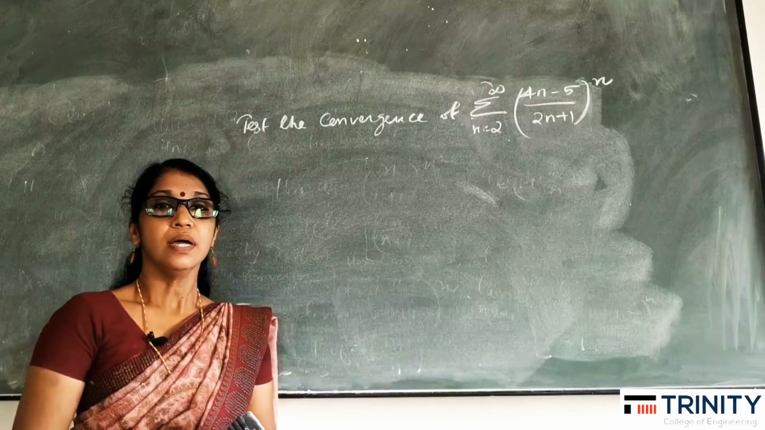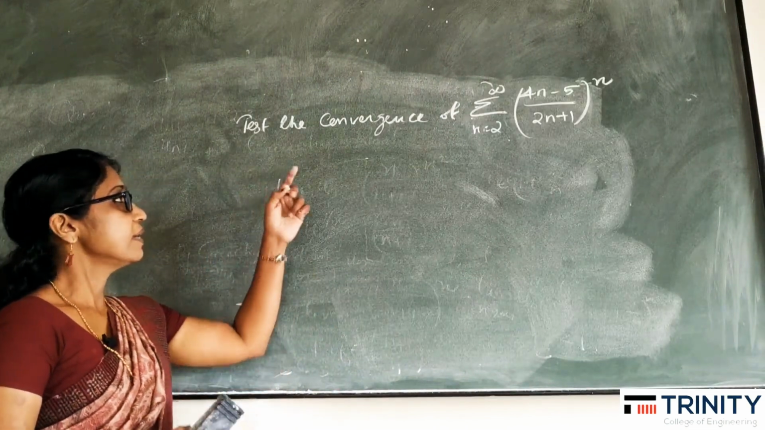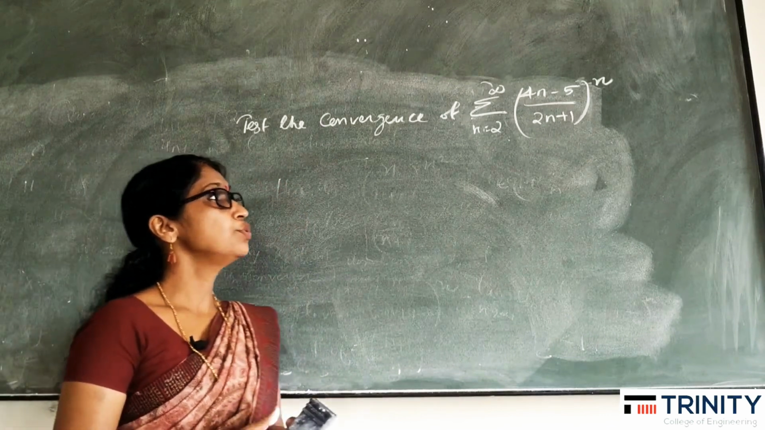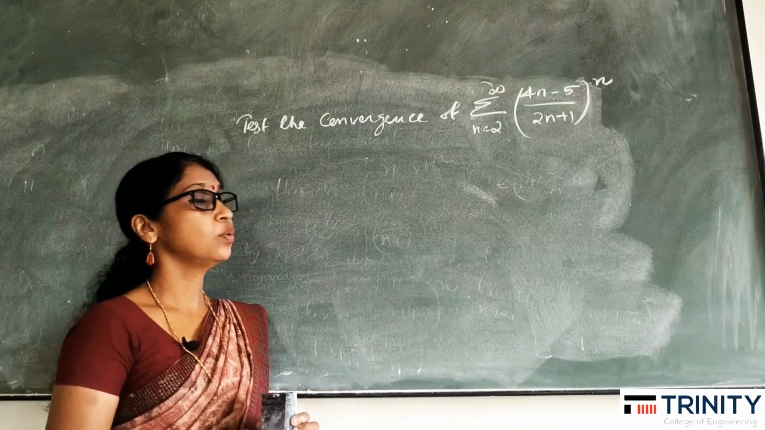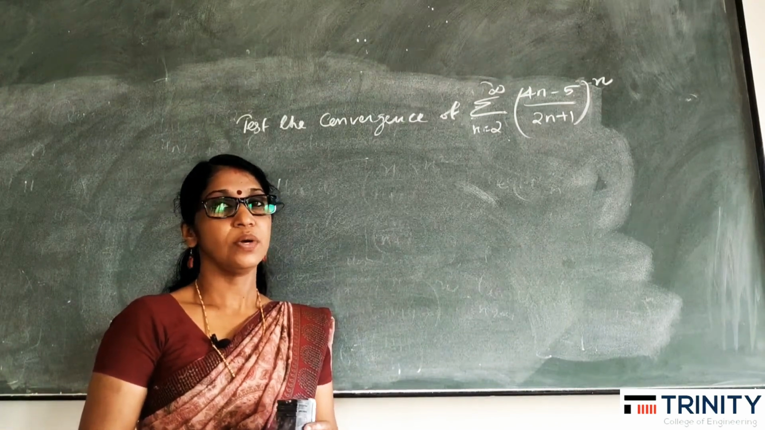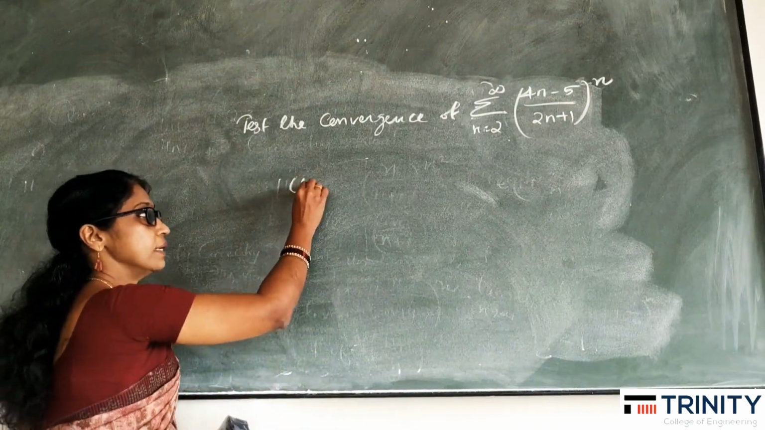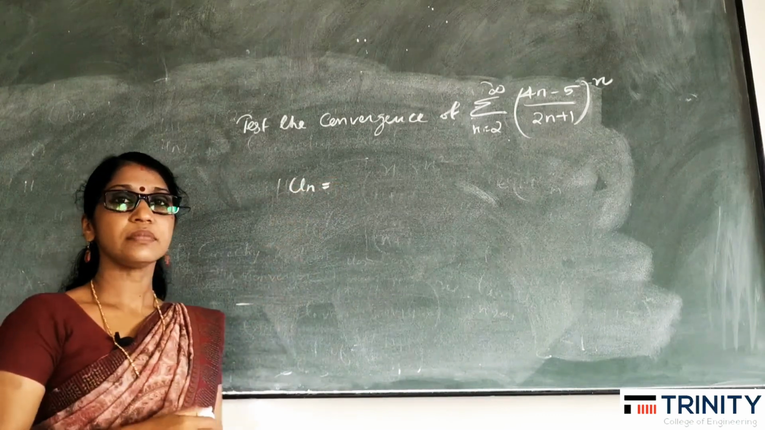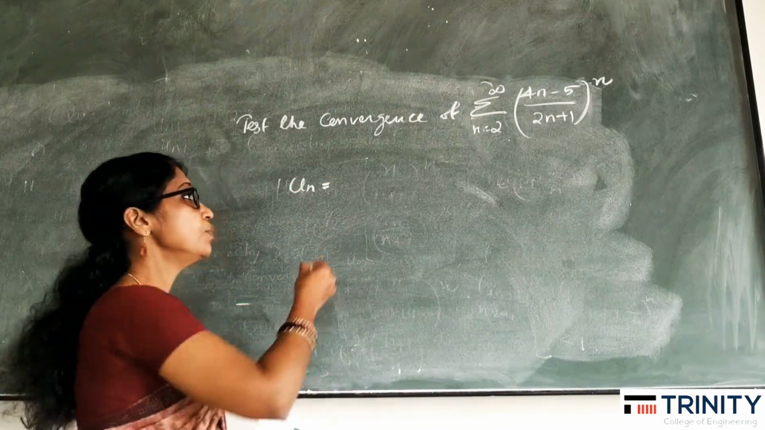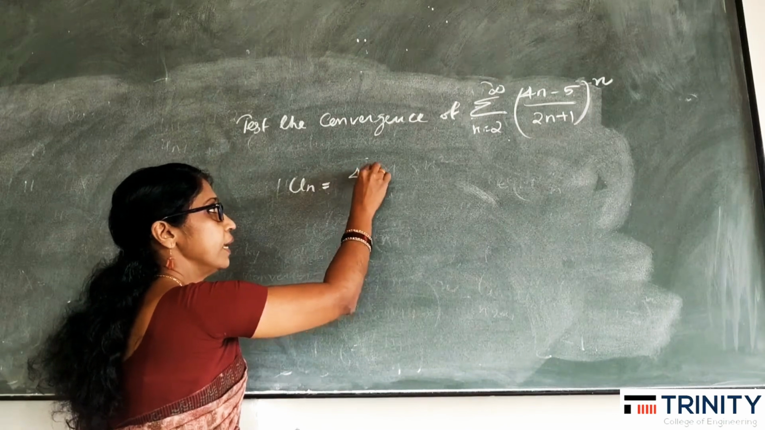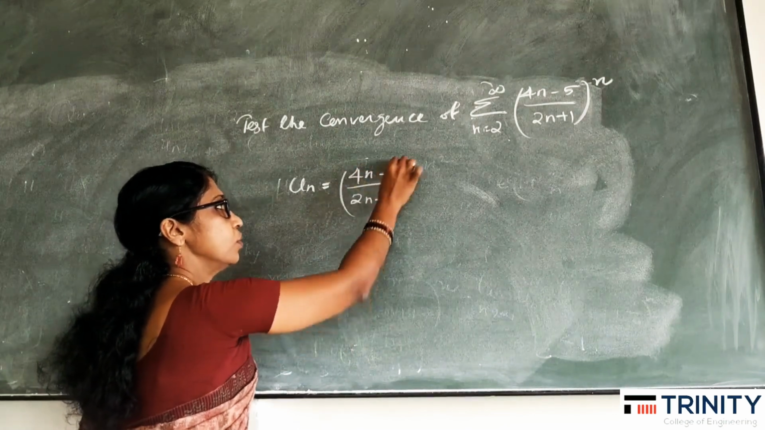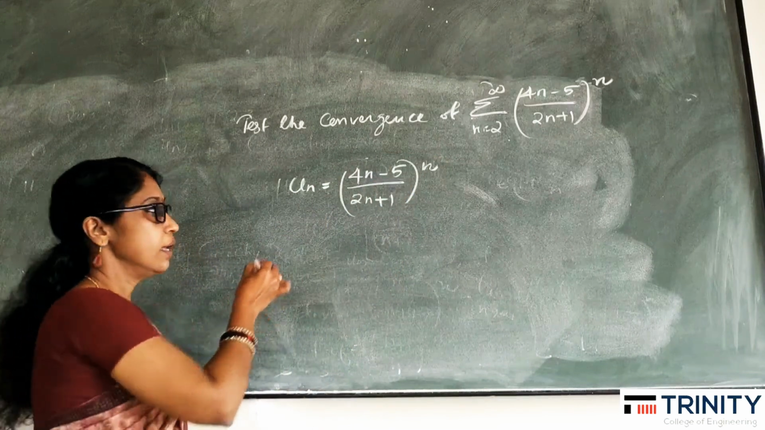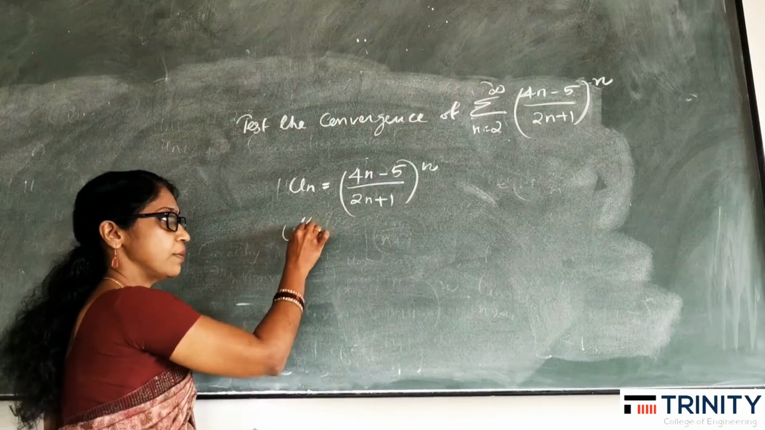Okay, now the second question, test the convergence of sigma n equal to 2 to infinity 4n minus 5 divided by 2n plus 1 the whole raised to n. Okay, now what is un here? Now here un is equal to 4n minus 5 divided by 2n plus 1 the whole raised to n. Now un raised to 1 by n.